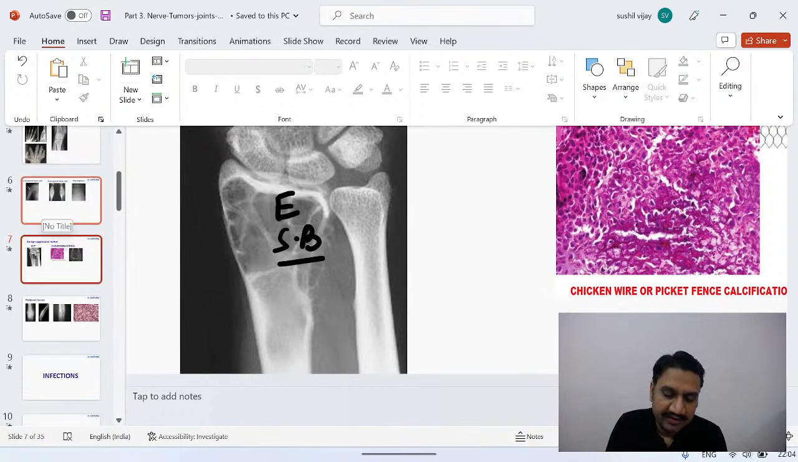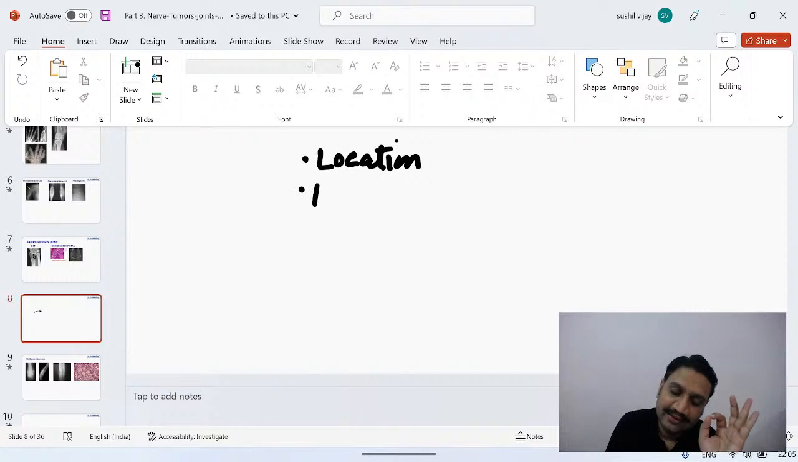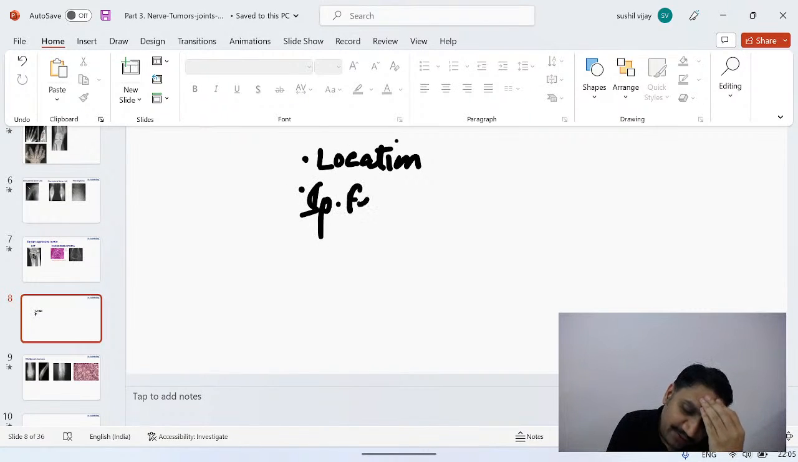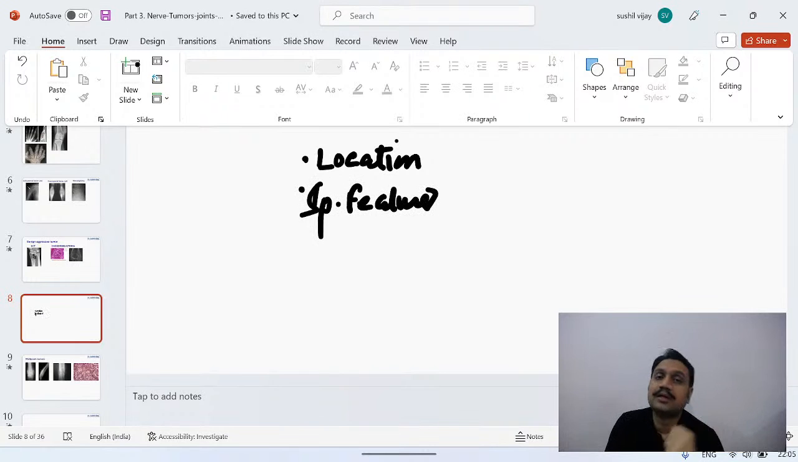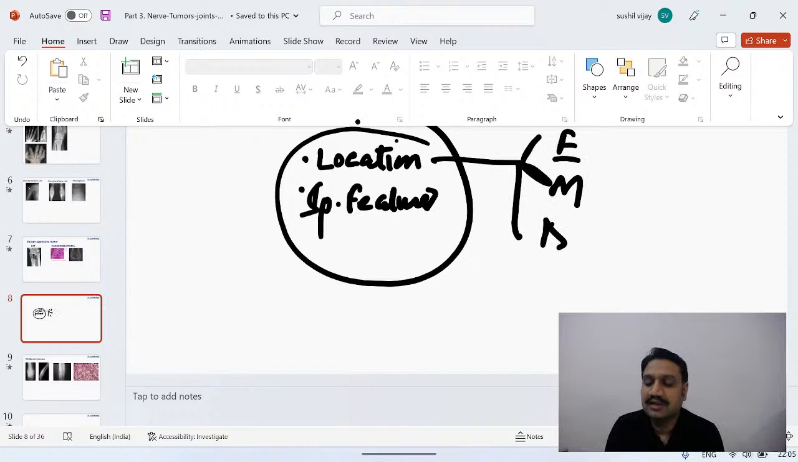Anytime any tumor is given to you, please remember this: the first thing to always see is the location of the tumor. And then see the special feature if you are able to appreciate anything in the picture. All the time the location will be the most important key for you to identify whether it is epiphyseal, metaphyseal or diaphyseal. That will be the key to identify the lesion. All right. So giant cell tumor.